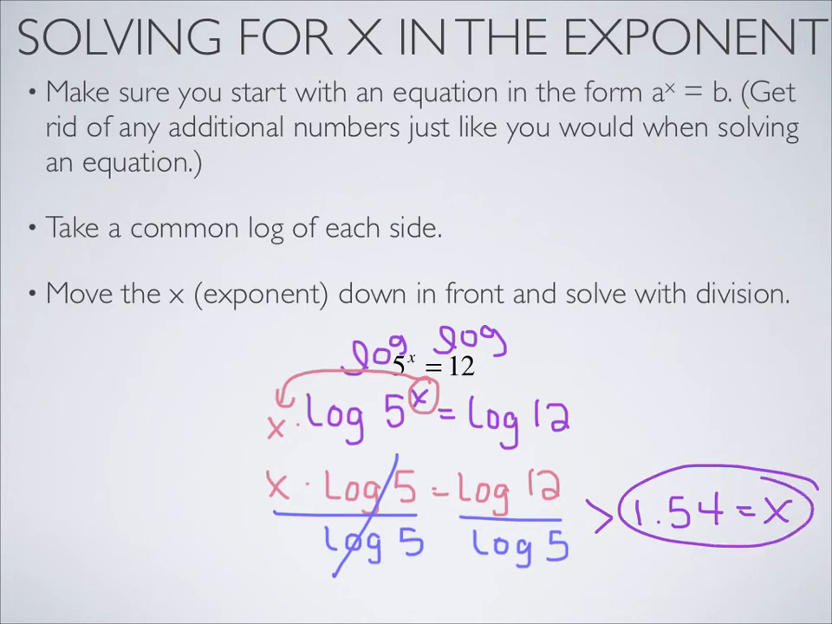So when you're given an equation that has x in the exponent, you're going to take a common log on each side, okay? You're going to take that exponent and drop it down in front, and then you're basically going to divide by whatever log is left here.